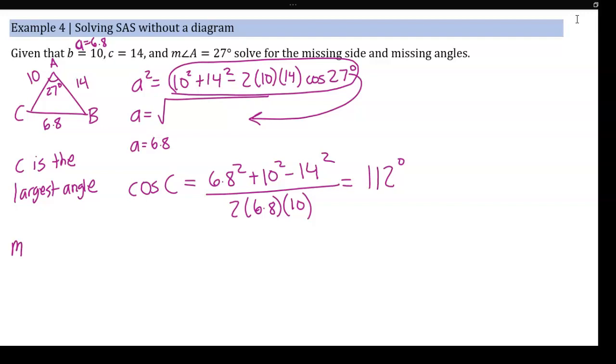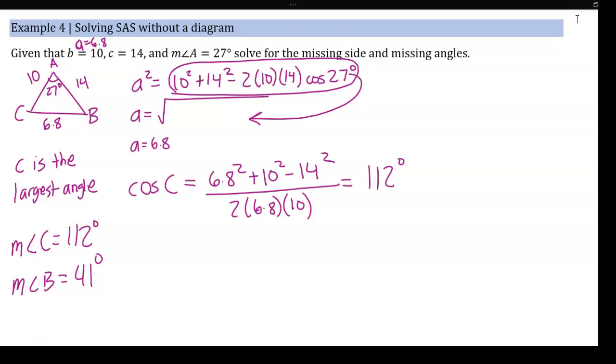So of course my diagram is not accurate. The measure of angle C is 112 degrees. And what that leaves us with is only finding angle B. So the measure of angle B is going to be, let's see, 27 plus 112 is 139. So B is going to be 41 degrees. All right. So that is us solving for the largest angle using the law of cosines.